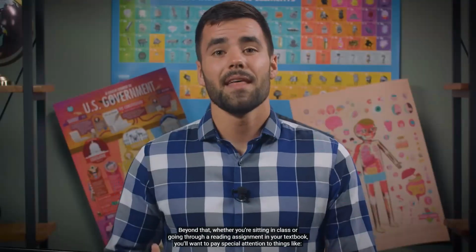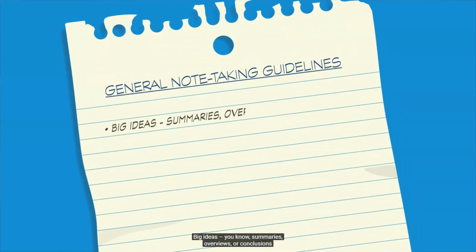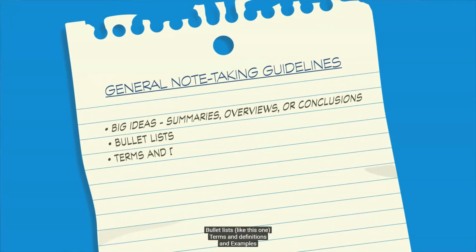Beyond that, whether you're sitting in class or going through a reading assignment in your textbook, you want to pay special attention to things like big ideas, summaries, overviews, or conclusions, bullet lists, like this one, terms and definitions, and examples. And examples are doubly important, especially in classes where you have to apply concepts and formulas to problems, like in math or physics.